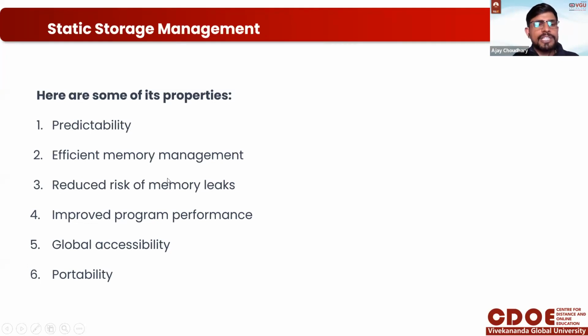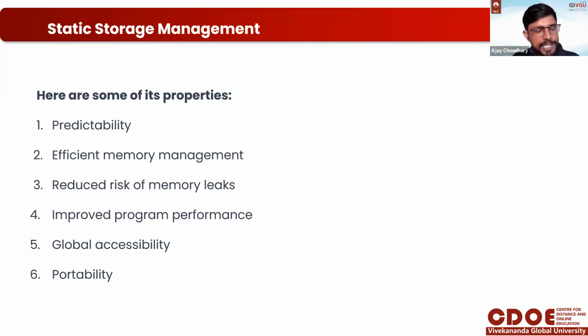So what are the properties of static storage management? Which means we predict what kind of memory we require. So it is fixed, which means we already predicted for that. The first property of static storage management is predictability. Second, we know how much memory is required.